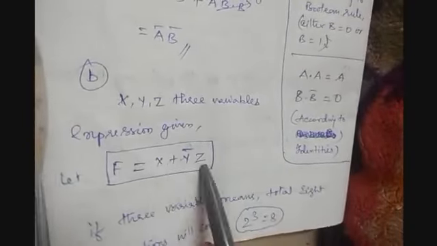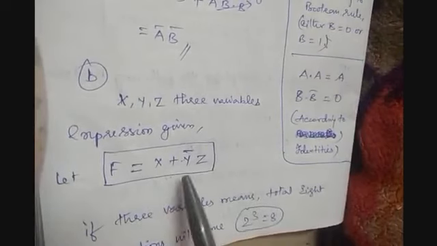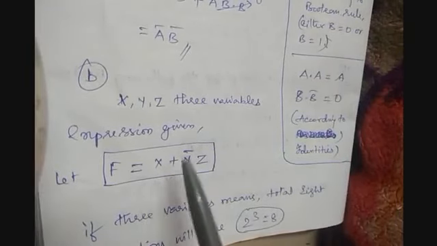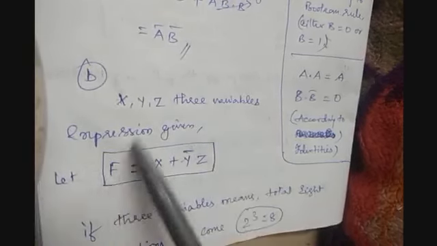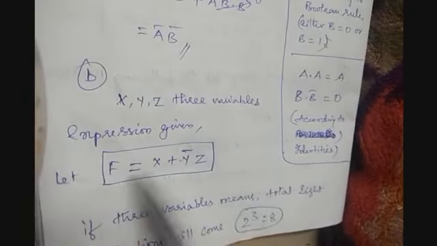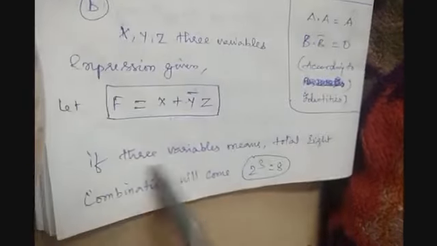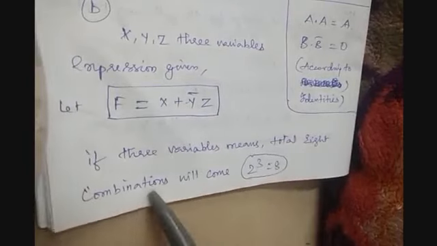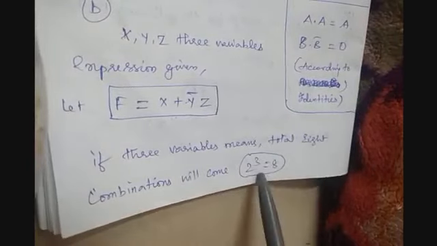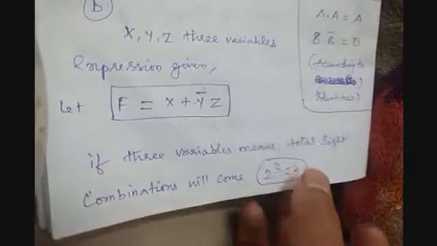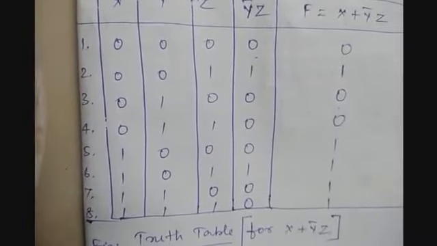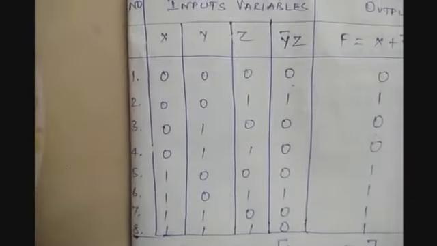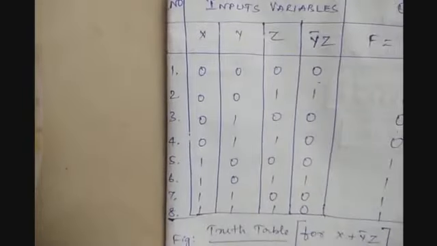See, for the second problem this expression is given. We have to solve the truth table of this expression. In this expression, how many variables are there in total? X, Y, Z, 3 variables. The expression is given. I am taking this expression as F. If there are 3 variables, then the total combinations will be 8. 2 power 3 means 8, right? So a total of 8 combinations will come. So 0 0 0, 0 0 1, and so on up to 1 1 1. Total 8 combinations will come. So we'll see.